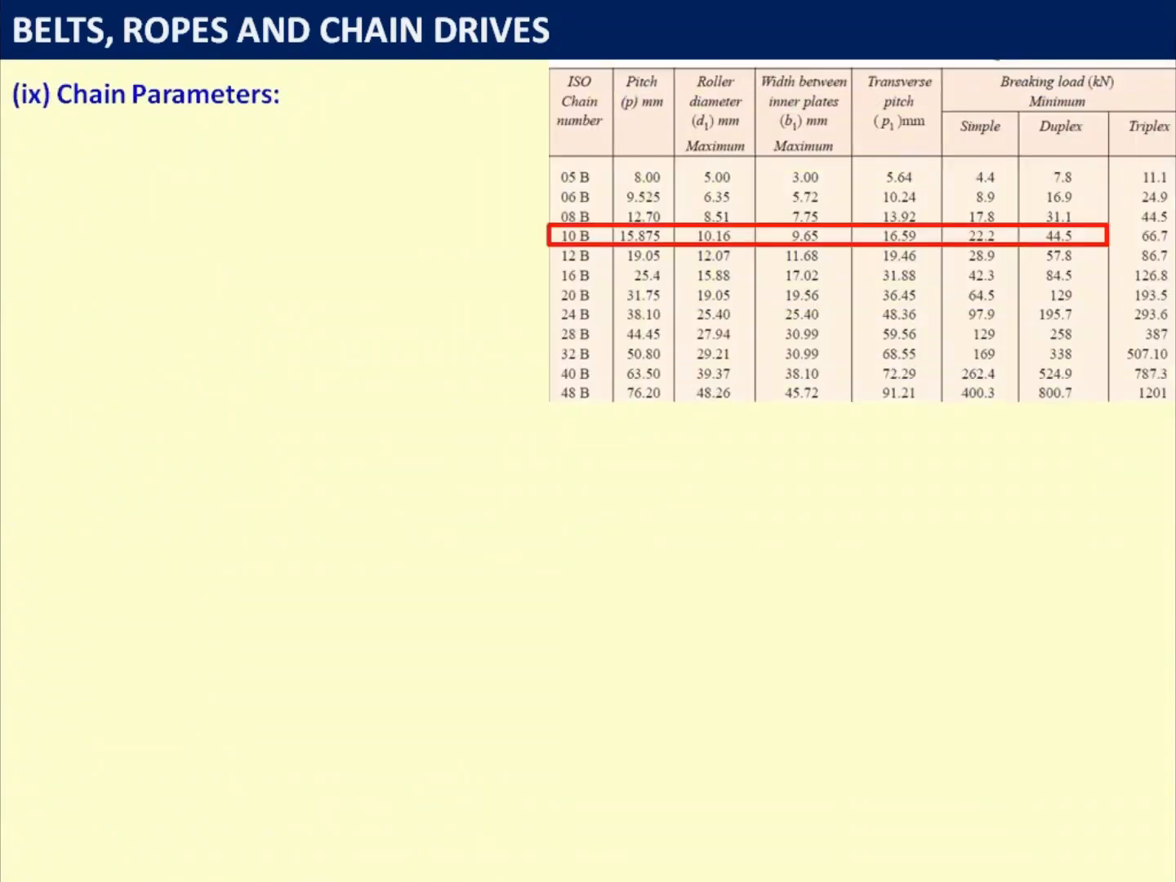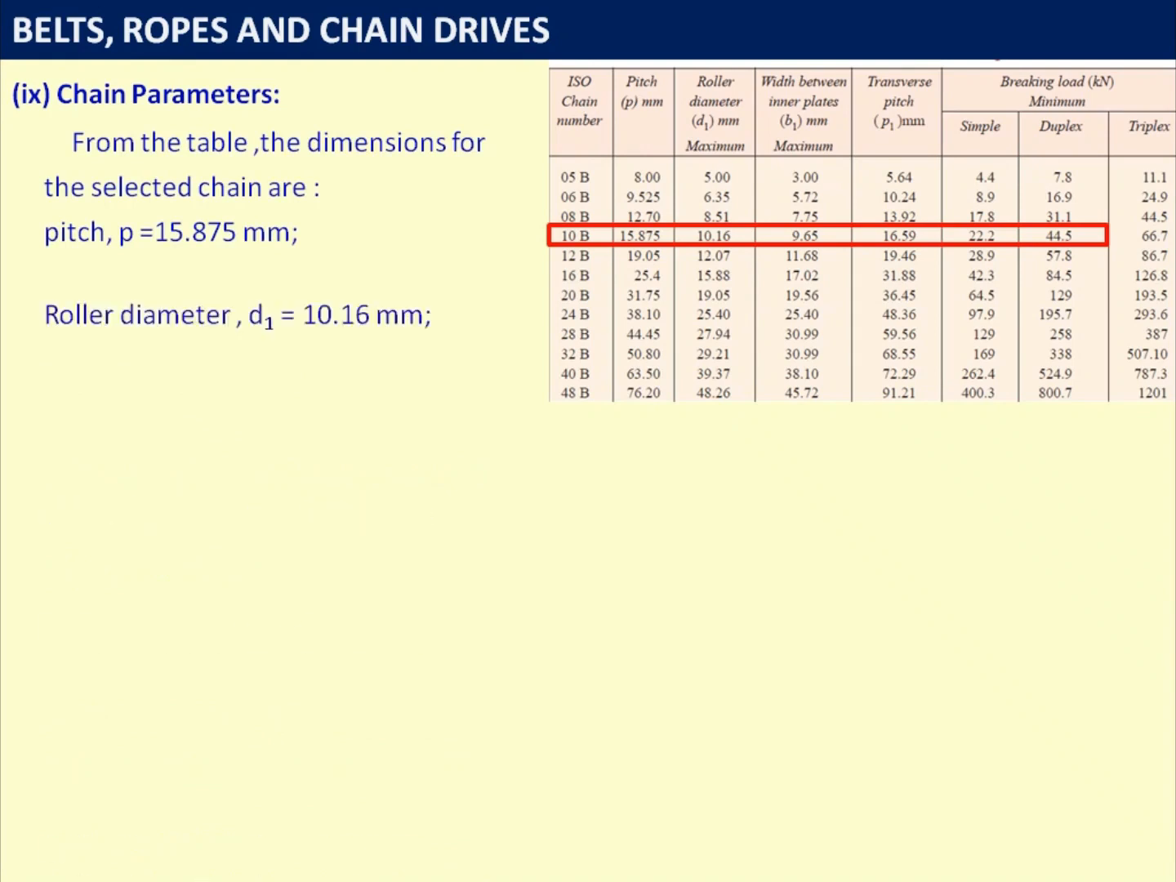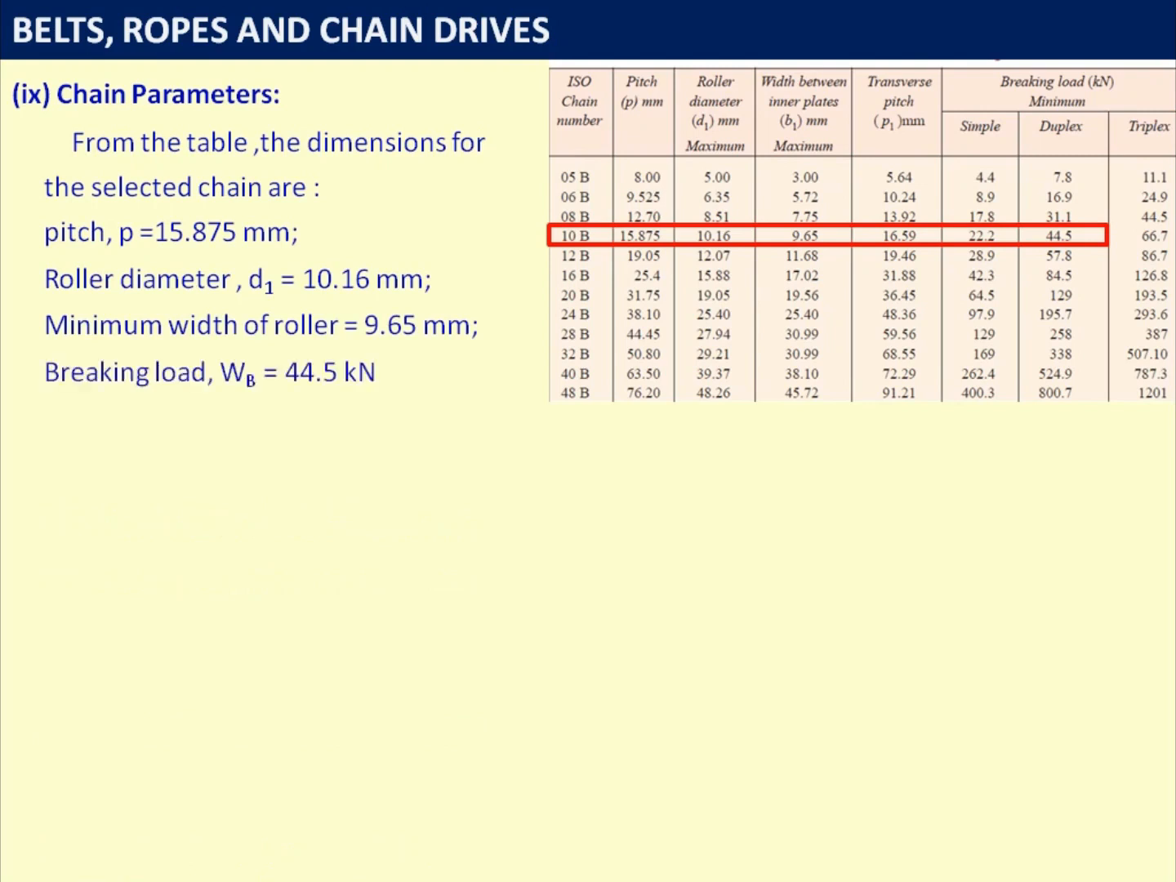Chain parameters. Using this table, as we have selected chain number 10B, we can note down the corresponding parameters like pitch, roller diameter, width and breaking load. Pitch P is equal to 15.875 mm, roller diameter D1 equal to 10.16 mm, minimum width of the roller is equal to 9.65 mm and breaking load WB is equal to 44.5 kilonewtons.